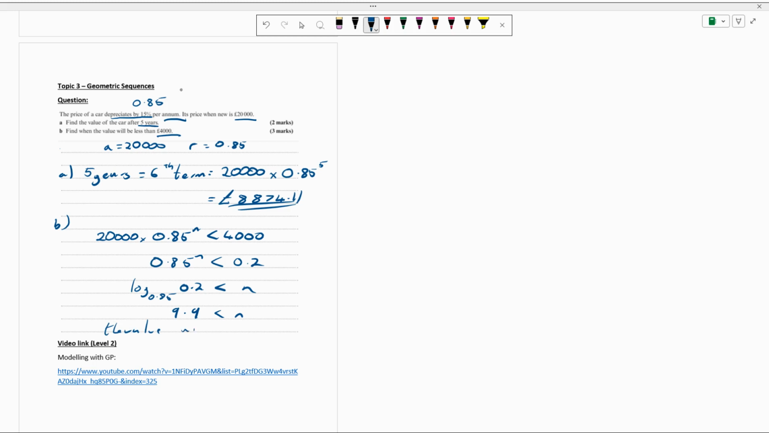So I've got the value will be less than 4,000 after 10 years if I round it. 9 years wouldn't be enough, it'd still be more than 4,000. 10 years is when it goes under that.